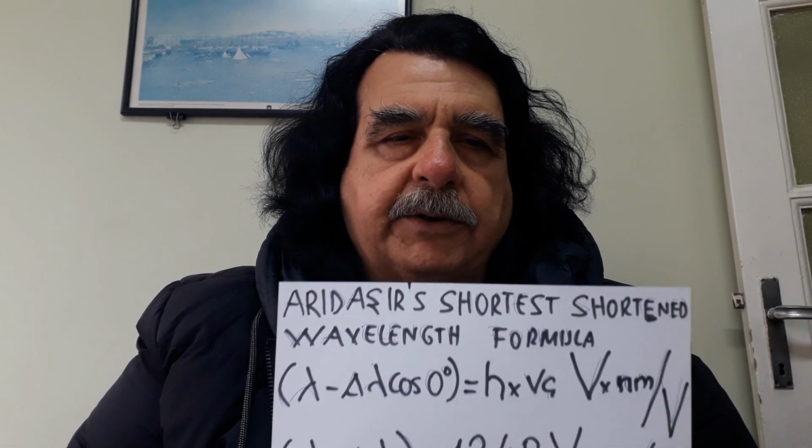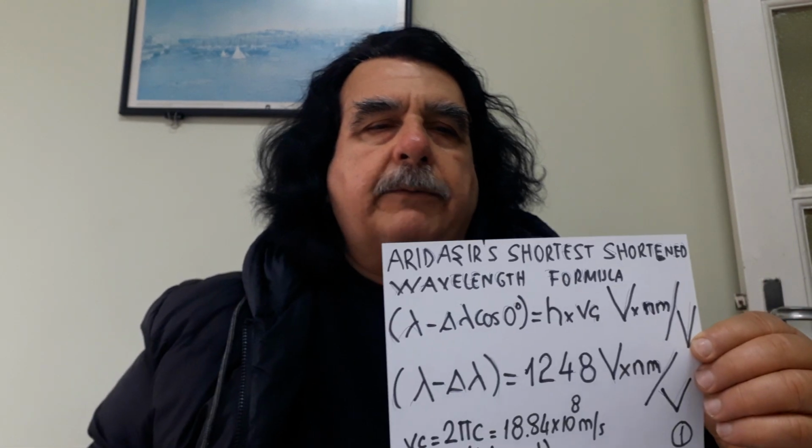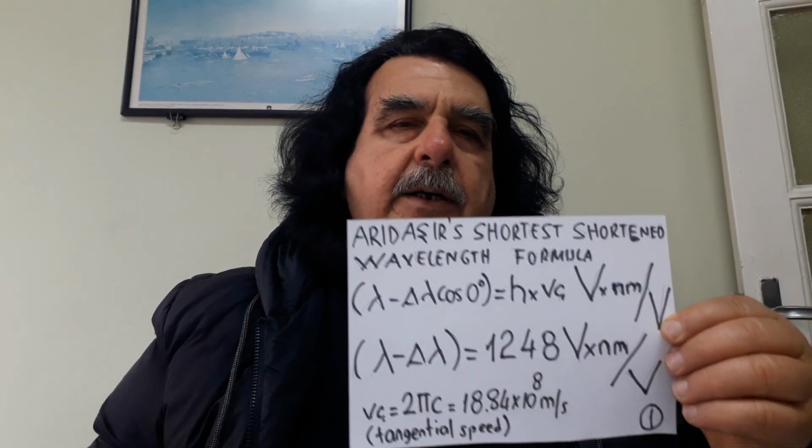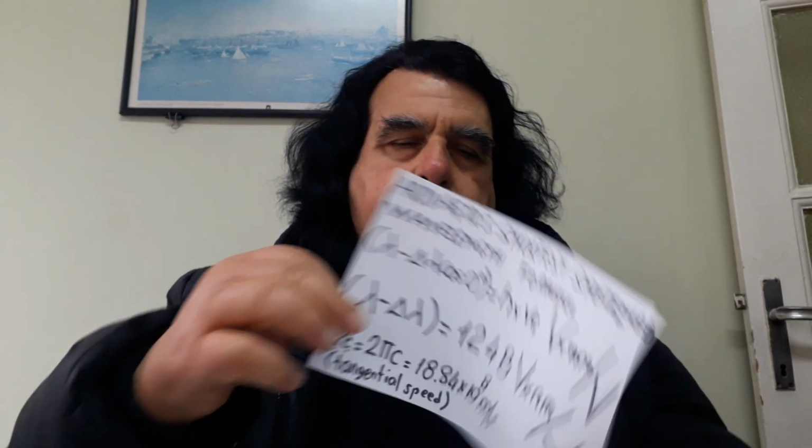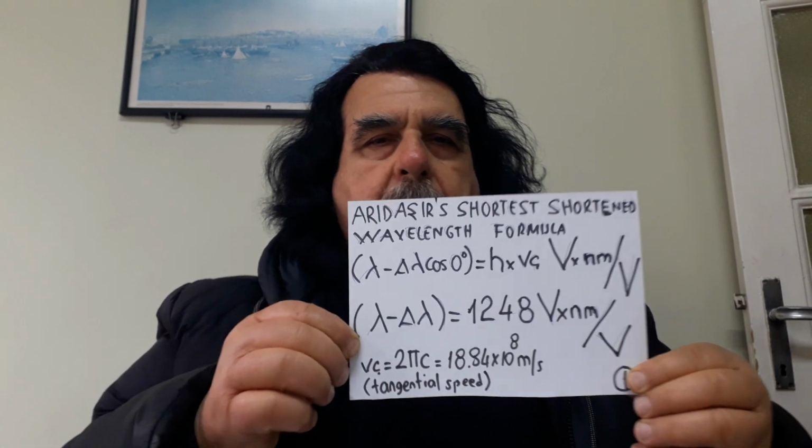Here is my shortest shortened wavelength formula for an accelerated electron by applying voltage. I will explain this formula that I put forward step by step.